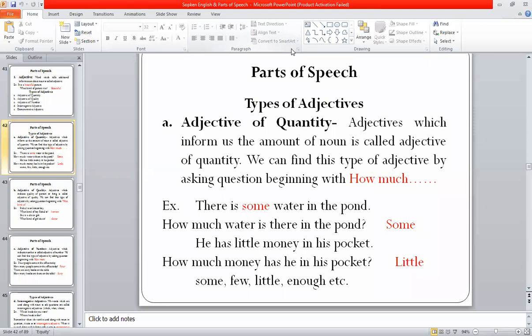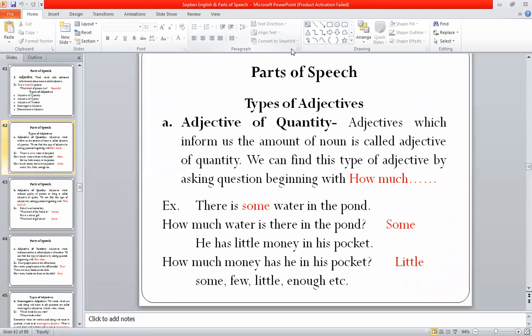If we ask this question, then it will answer some. Okay, there is some water in the pond. So some is the adjective of quantity. It describes how much water is there in the pond, and that is why some is the adjective of quantity.